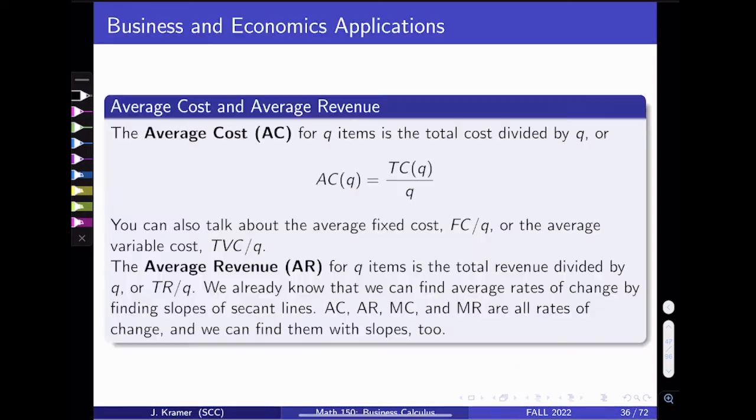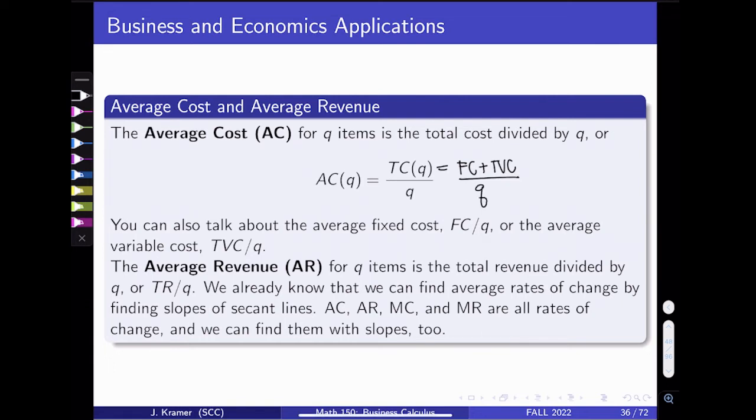Let's take a look at some business and economics applications of these ideas. The average cost for Q items is the total cost divided by Q. Remember, total cost is your fixed cost plus your total variable cost. So I'll just write that down as a reminder from the previous video: fixed cost plus your total variable cost as a function of Q, and then we'll divide that by Q.